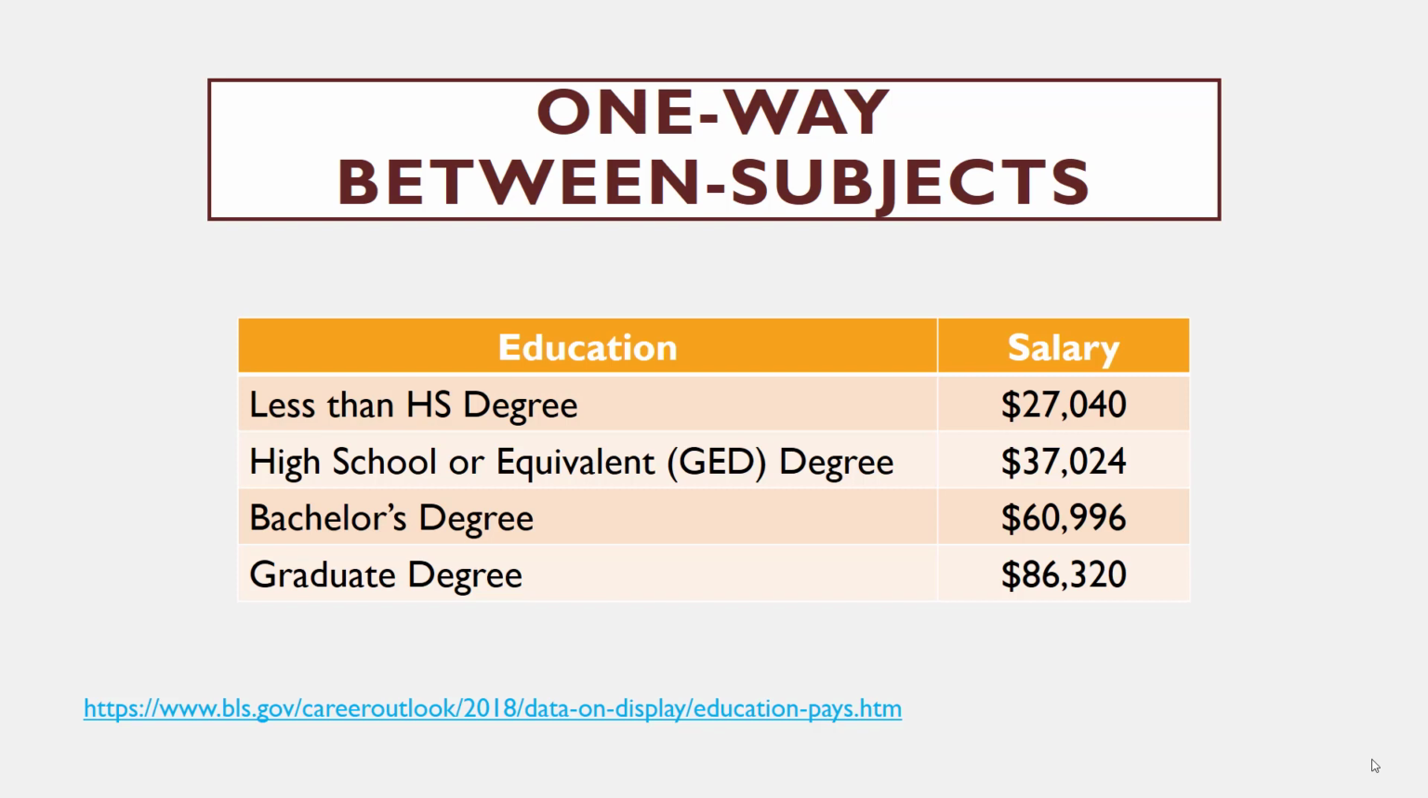So when we talk about a one-way between subjects ANOVA, an example would be if we wanted to look at salary across education type. So we have 4 education levels, and here we see less than high school, bachelor's, graduate. We could of course include more. We could talk about an associate's, what's the benefit of that. You do see a benefit from having an associate's degree, but for ease we're just going to use these 4.